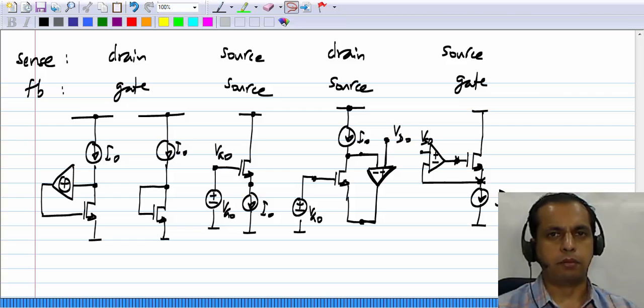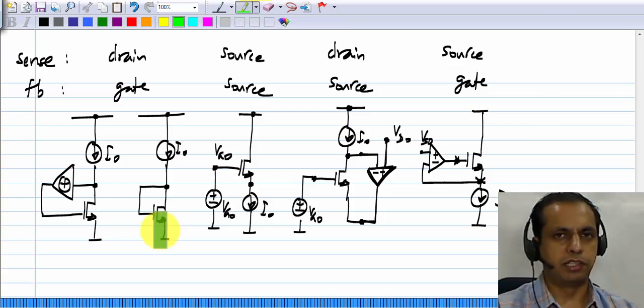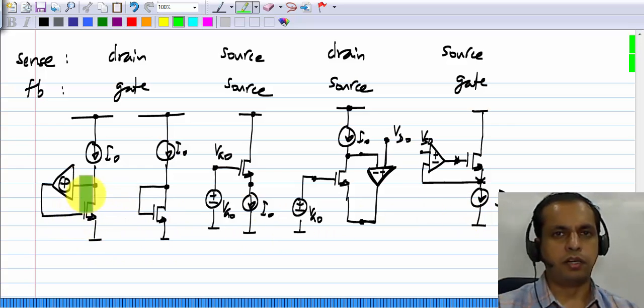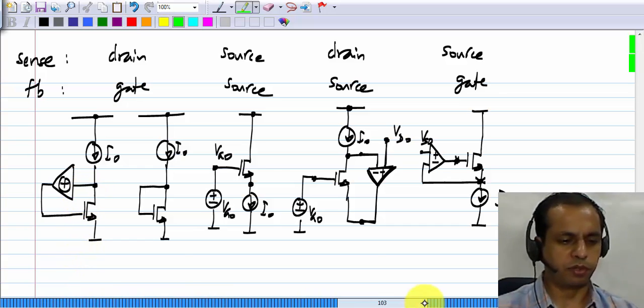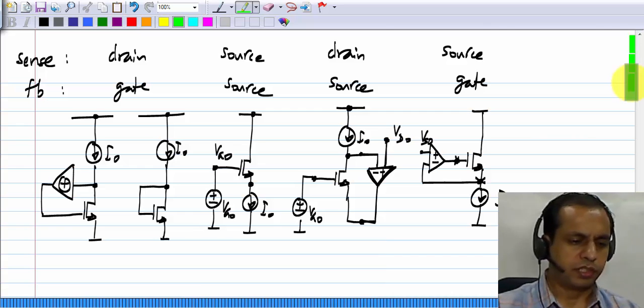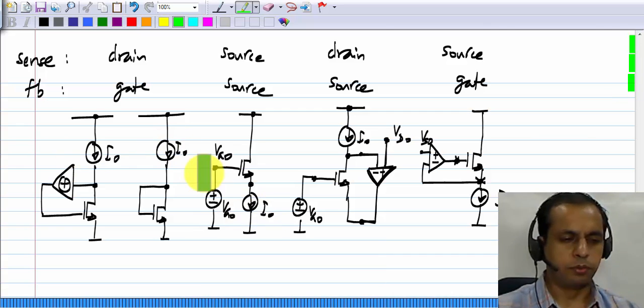We have studied a number of bias circuits to bias a transistor at a constant drain current instead of fixing the gate source voltage. And they're all shown here. There are different choices for where you sense the current and where you apply the feedback to. Based on that, you get 4 different types of circuits.